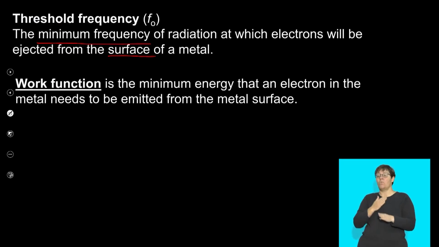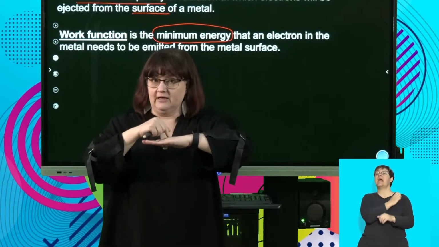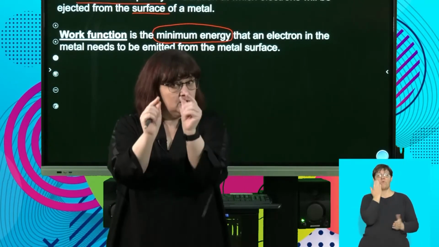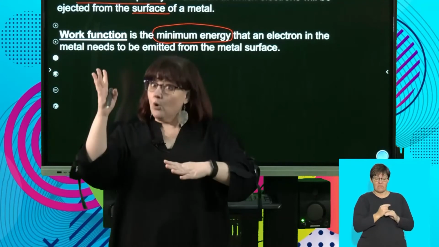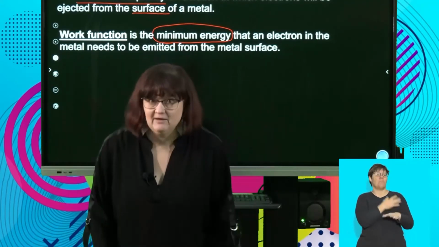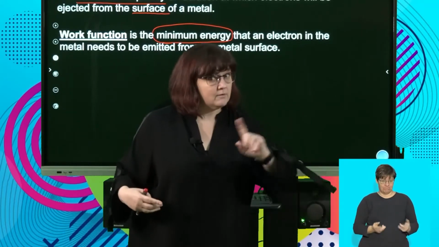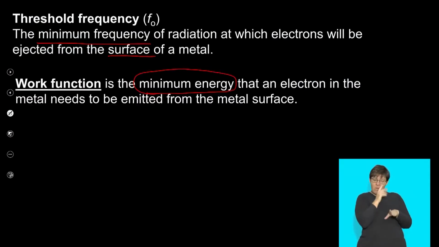Work function is the minimum energy that an electron in a metal needs to be emitted. So the electrons go, I'm only leaving if you give me enough energy. Give me enough energy and I'll go, but there's a minimum. If you give me more energy than that, we're even happier. So we're going to look at what happens when we give them more than the minimum energy.